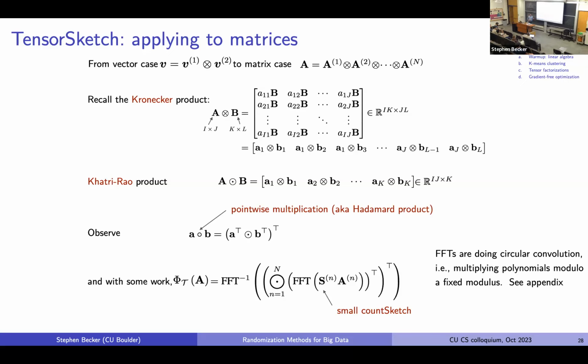Why am I doing a convolution? It turns out what we really want to do is multiply polynomials. We can think of the count sketch interpreted as polynomials. We want to multiply those polynomials modulo some irreducible polynomial. And that turns out we can write as a convolution.